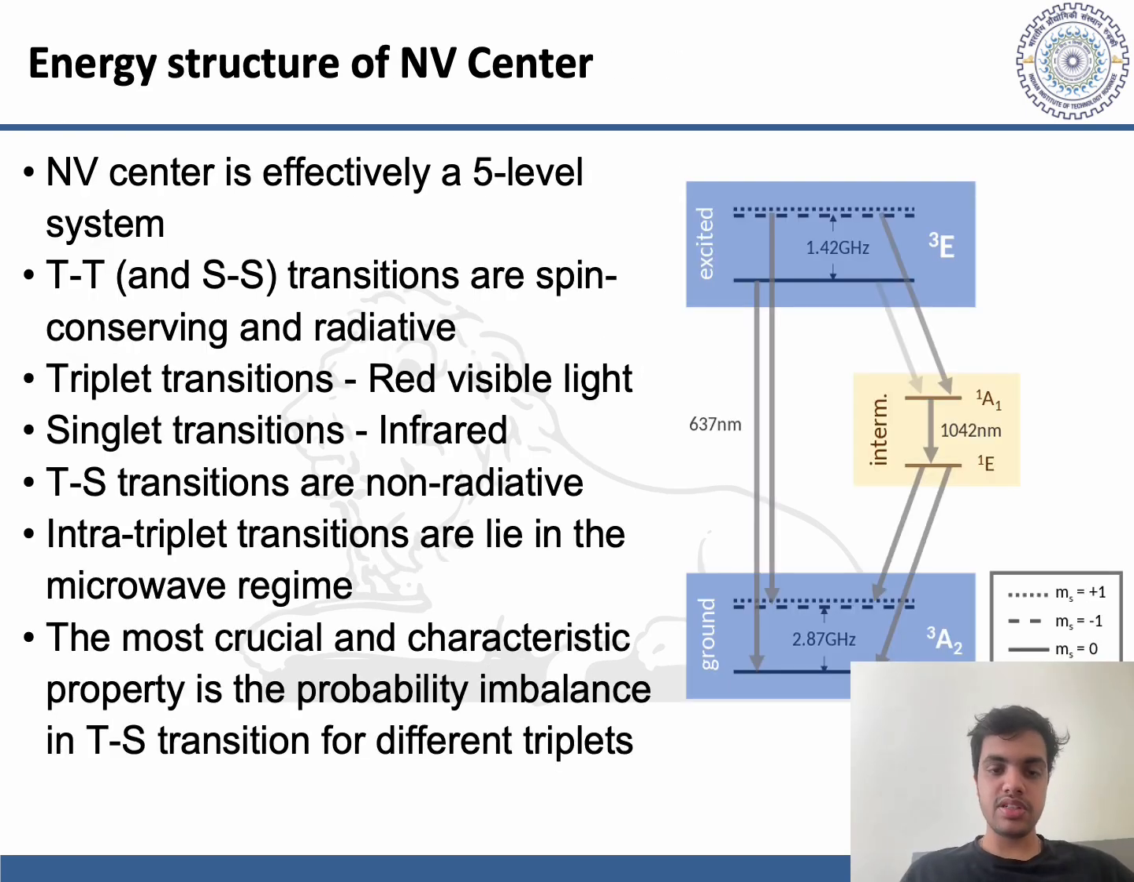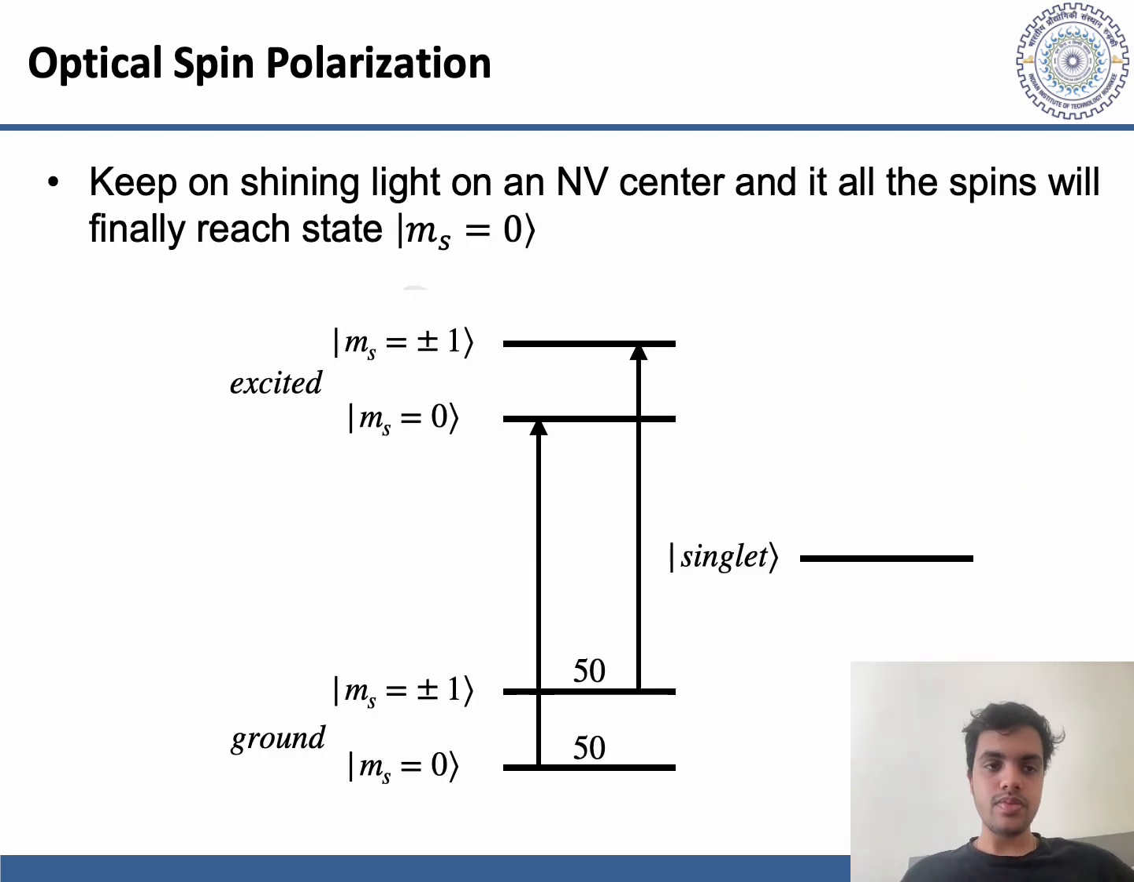The MS equals plus minus 1 state belongs to the microwave regime. So if you keep on shining microwave radiation and keep on changing its frequency, let's see how we can use this asymmetry for some different stuff we can do with NV centers.